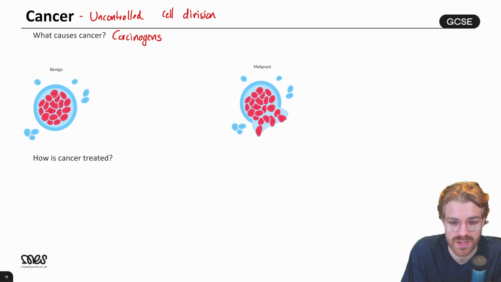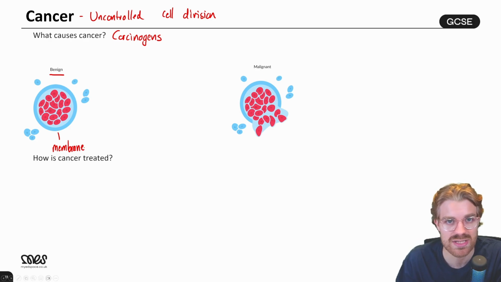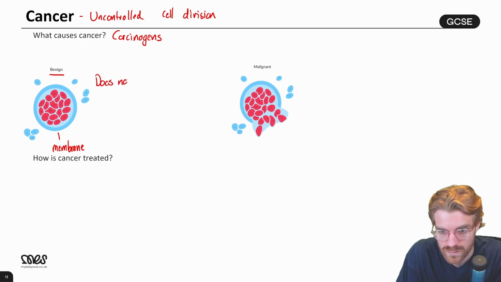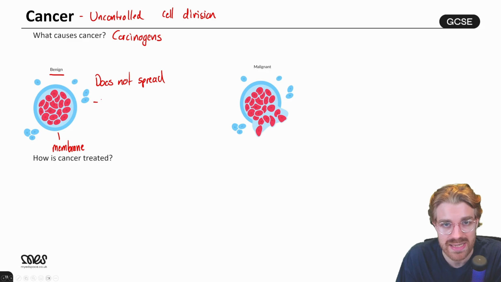Our first type of tumour is a benign tumour. Now, the benign tumour is surrounded by a membrane. This means that the cancerous cells, the cells that are dividing uncontrollably, are held within the membrane. So as a result, the benign tumour does not spread. It stays within one area of the body. Because of this, that means that it's usually slightly less severe. It has less of an effect and is less dangerous as a result.